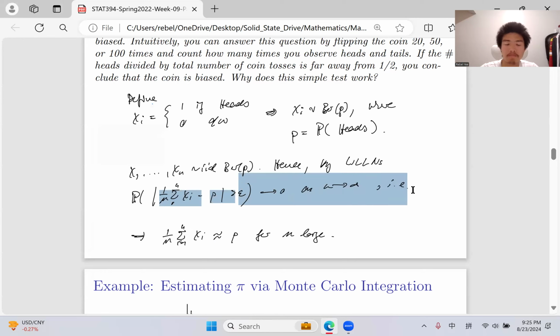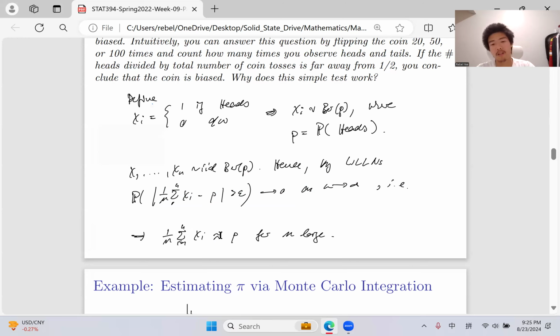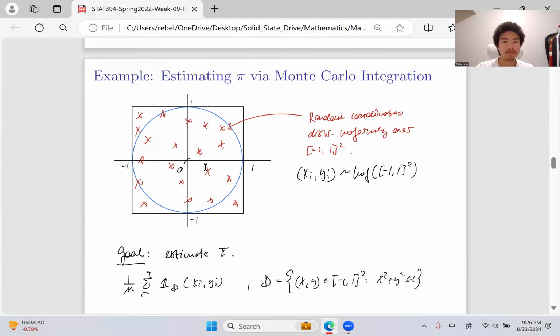So if we toss a coin infinitely many times, or a very large number of times, this term will gradually become closer and closer to the expected value, the probability that heads occurs. So we can just calculate how many times heads occurs divided by the total number of times we toss the coin to get p, to see whether it's a fair coin or not.